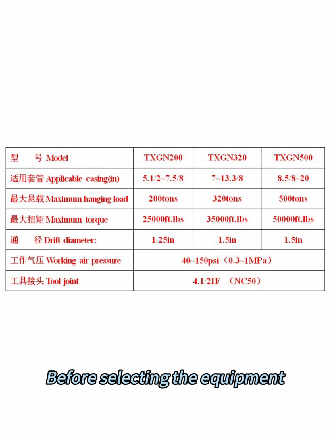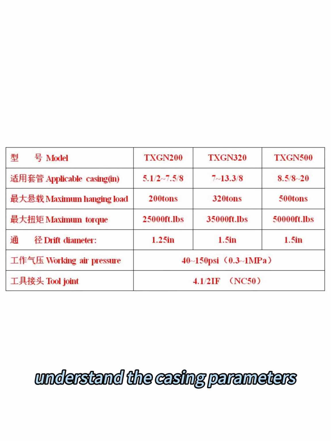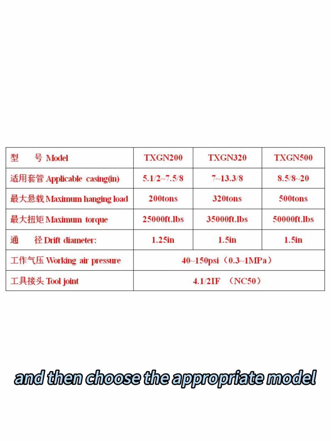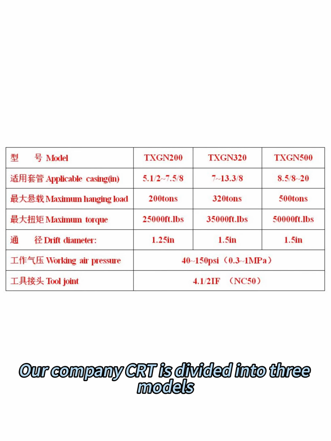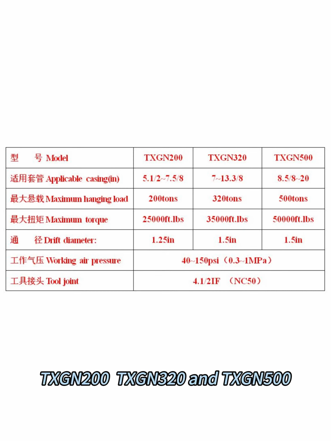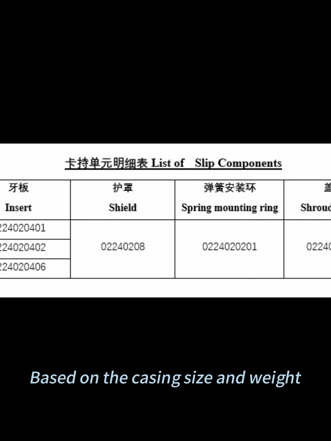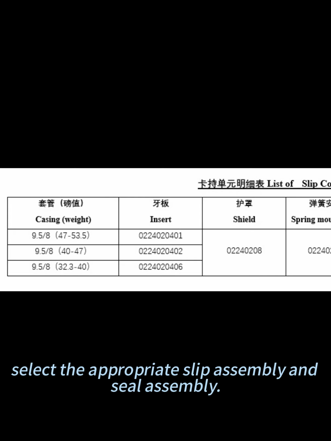Equipment selection. Before selecting the equipment, it is necessary to first understand the casing parameters and total suspended weight, and then choose the appropriate model. Our company's CRTi is divided into 3 models: TXGN 200, TXGN 320, and TXGN 500. Based on the casing size and weight, select the appropriate slip assembly and seal assembly.